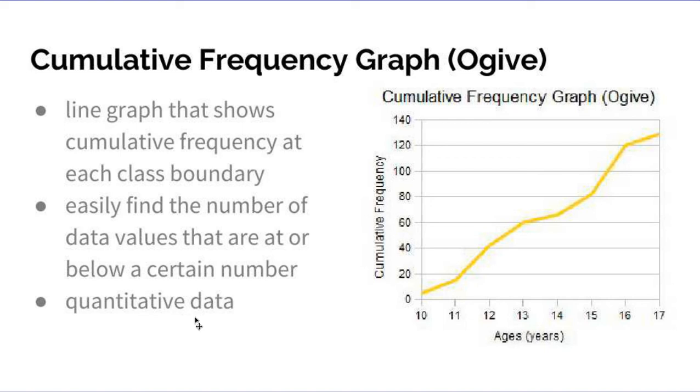All right. Again, because this is the same thing as a histogram, we have to use quantitative data. And an ogive is nice because you can easily find the number of data values that are at or below a certain number. So, for example, if I showed you this ogive and I said, how many of the people in this group are 16 years old or younger? You just go to 16, bam, it's right there at 120. So there are 120 people somewhere between 10 and 16 years old.